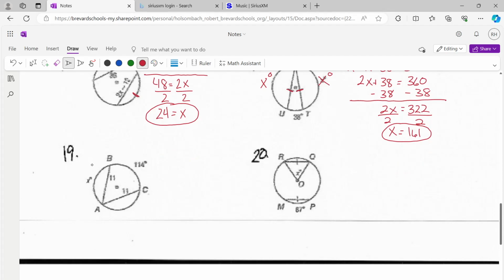All right, same concept for number 19. We've got two chords that are congruent. They're both 11 units. We've got an arc AB that's x degrees, which makes arc AC x degrees. The third arc is 114. So our x plus our x plus 114 equals 360. So 2x plus 114 equals 360. Subtract 114 from each side. 2x is equal to 246. And divide each side by 2. 123.